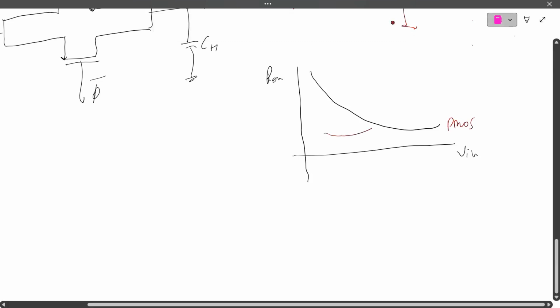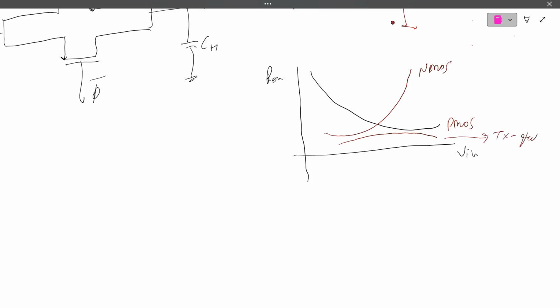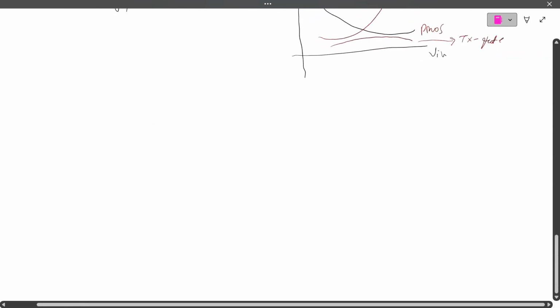And for NMOS we got this kind of graph, right? And if we use the transmission gate, we get this kind of graph. It is quite better than NMOS and PMOS. This is for the transmission gate, but it is not smooth. But we want a smooth signal. We want to smoothly sample the signal at the output side. So what are we going to change?